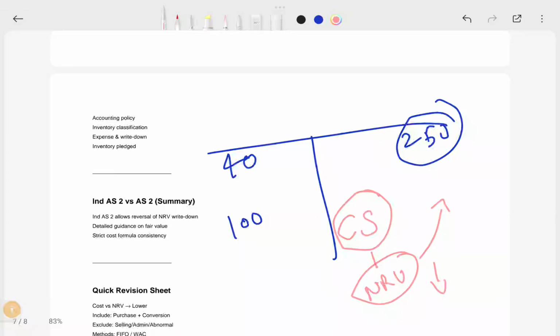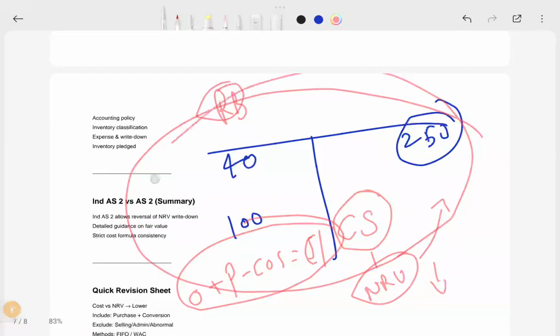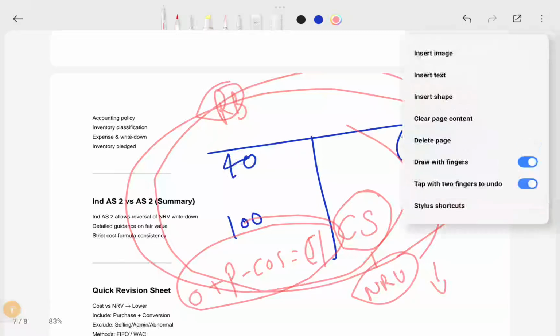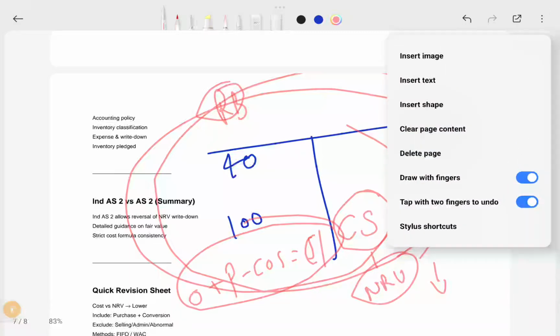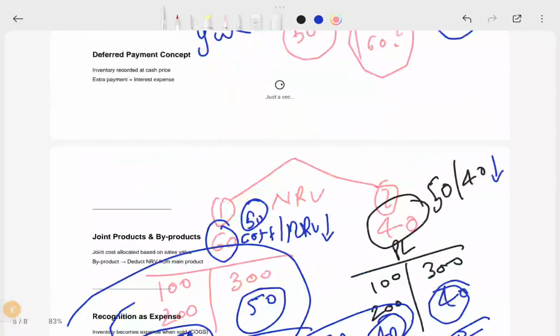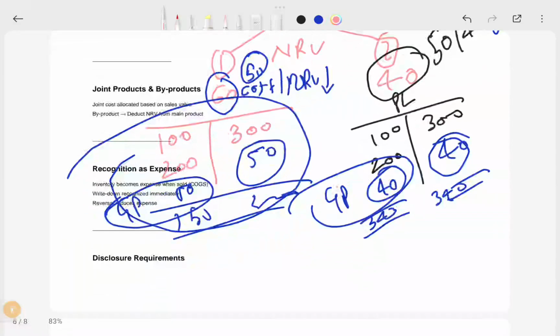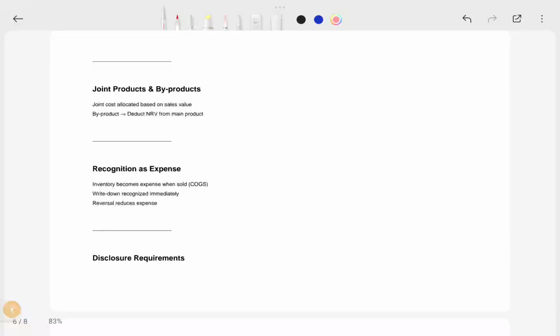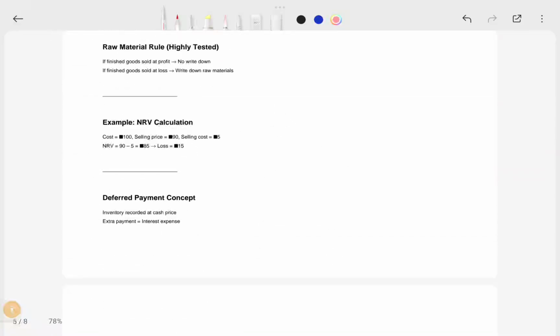So automatically in the retail business, while using this formula, opening plus purchases minus cost of goods sold is equal to closing stock, this automatically adjusts. Because if you are booking in a single entry system, as most retail businesses do, this automatically adjusts. You don't need to reverse again and again. But this concept is different in terms of corporates. I will explain that from the corporate perspective.